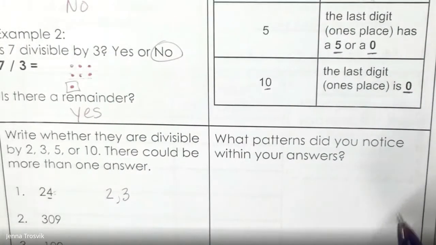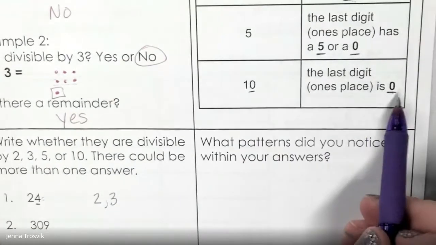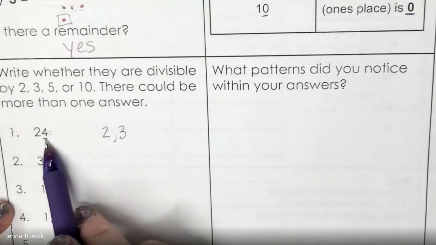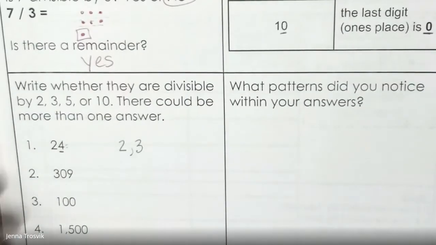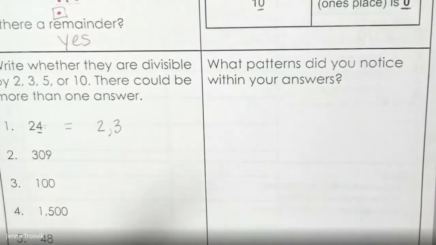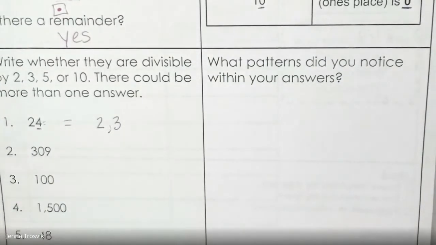And lastly, 10. If there's a 0 in the ones place, it is divisible by 10. 24 does not have a 0 in the ones place, so it is not divisible by 10. The only numbers 24 is divisible by are 2 and 3. All right, let's jump to number 2.